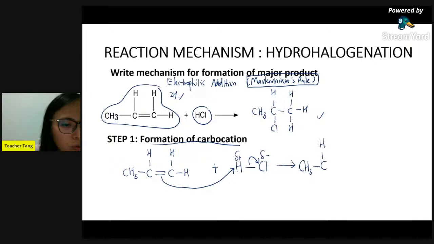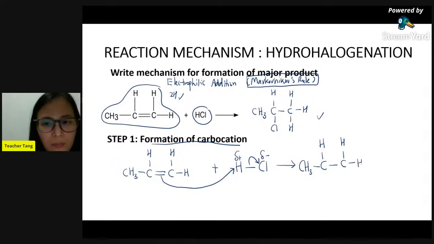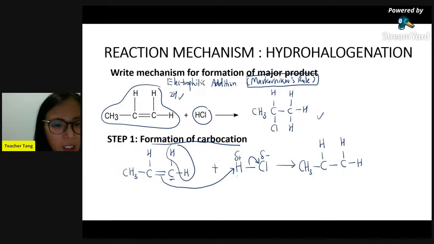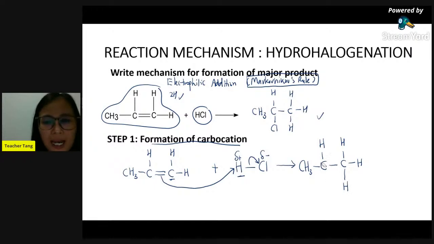So we know the first carbon has more hydrogens, so it will get this hydrogen. The bond is formed here. And look at this carbon, it only has 3 bonds: 1, 2, 3. We know that carbon has 4 valence electrons, minus 3, leaves 1, so here is positive 1. And the chlorine gets the 2 electrons and becomes negative 1. So why negative 1?